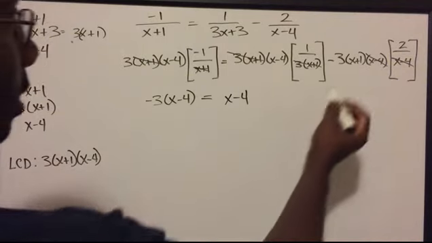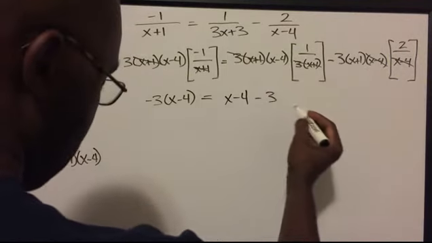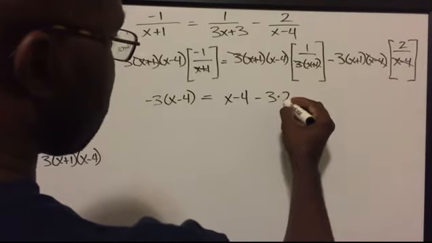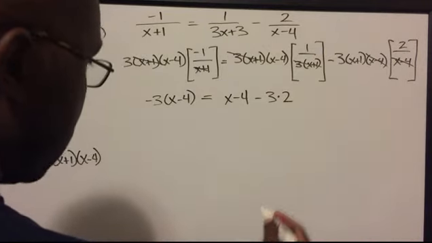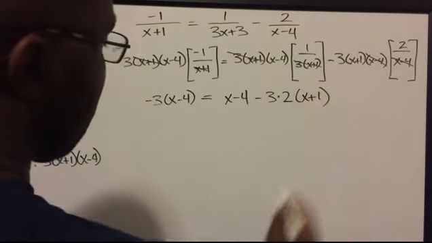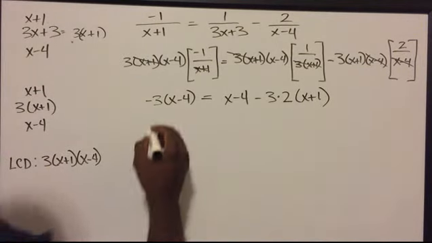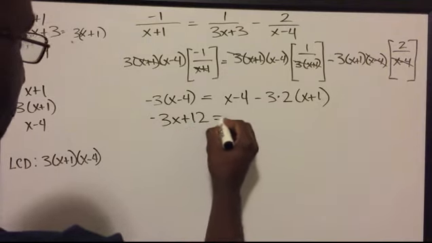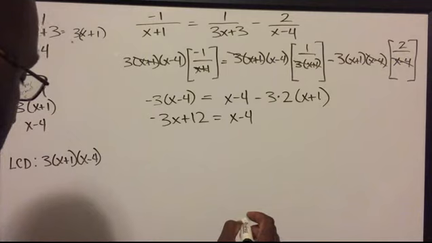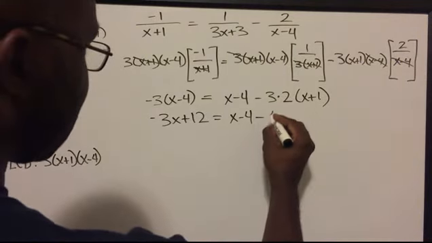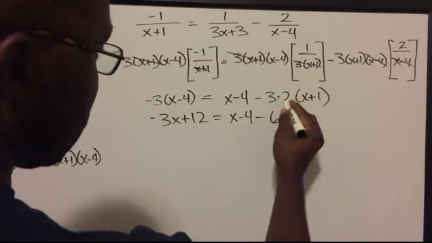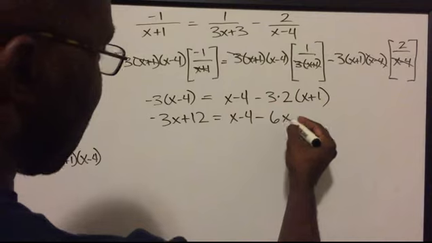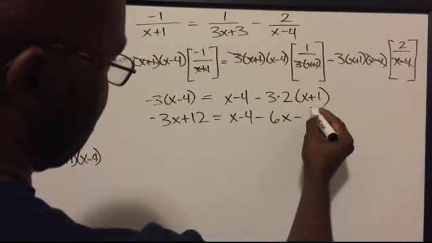Now we have minus 3 times 2, then we have x plus 1. All right. So now let's get rid of the parentheses here. So this is minus 3x plus 12 is equal to x minus 4 minus 6, because this minus 3 and 2 is minus 6. Then we multiply by that right there, minus 6x minus 6.